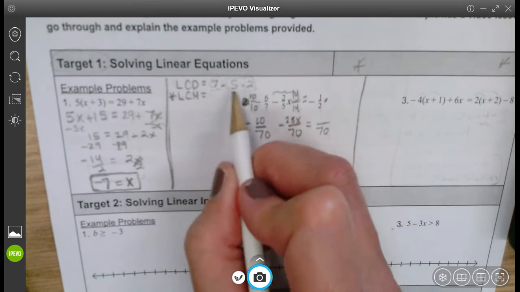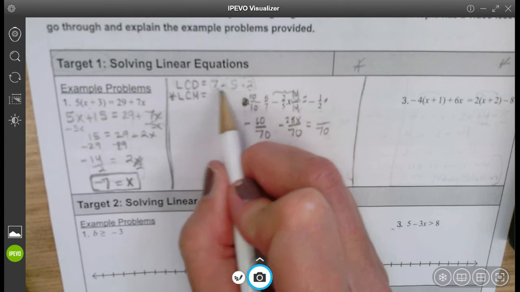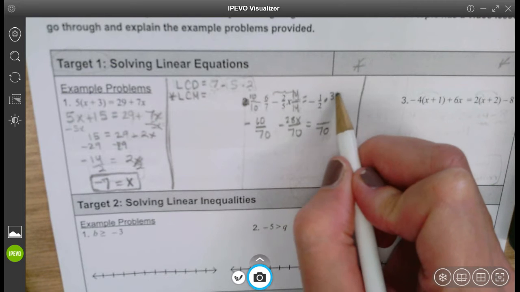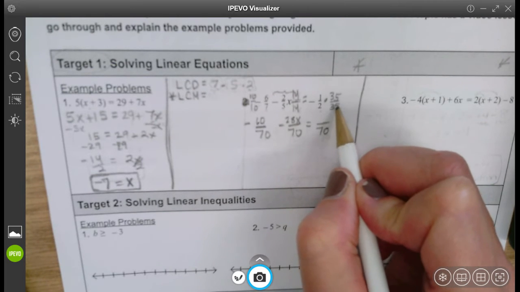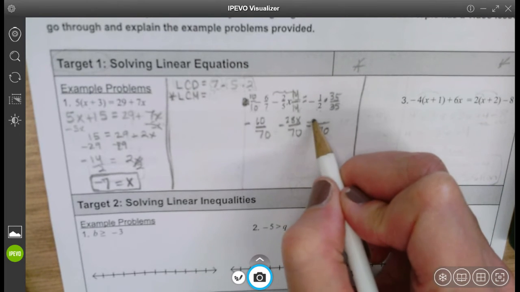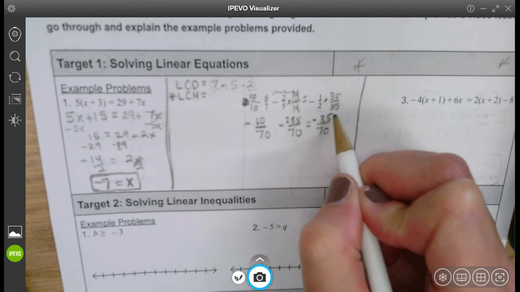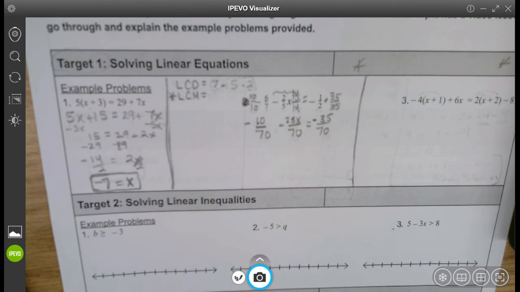You got a 2 that was given, but you're missing the 7 and the 5, which is 35. That way there's that beautiful 70 on the bottom, and now you've got a negative 35 on the top. The great thing about this is now you've got common denominators, and you can start combining like terms.